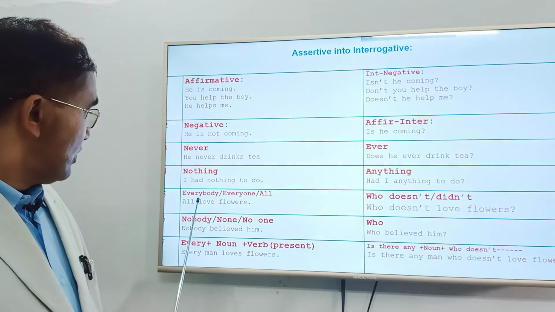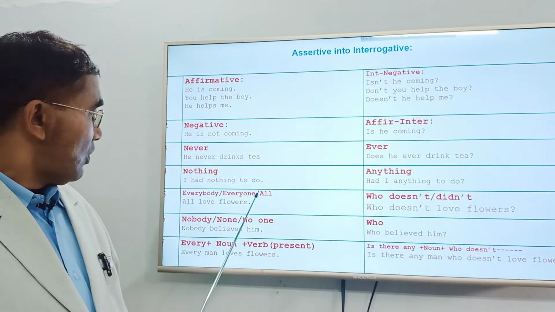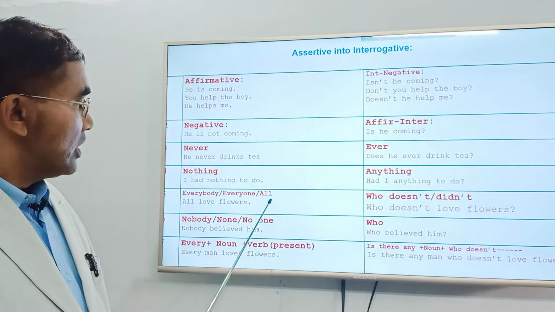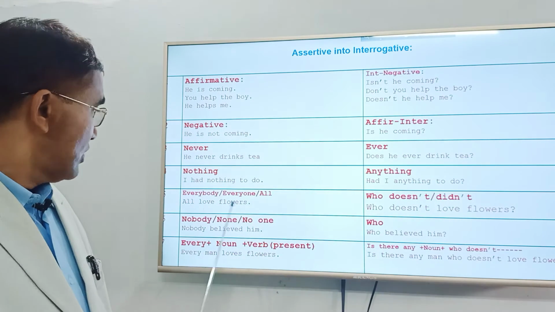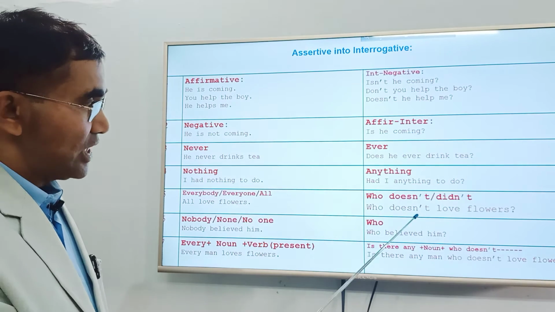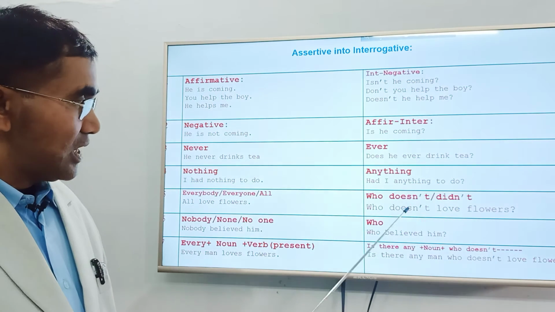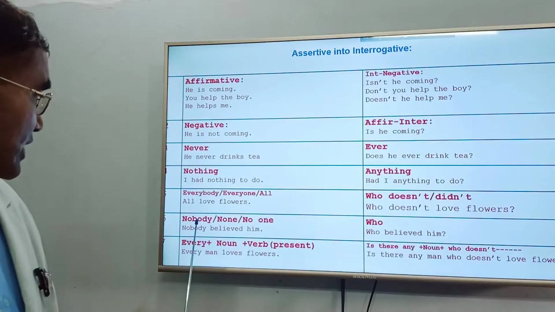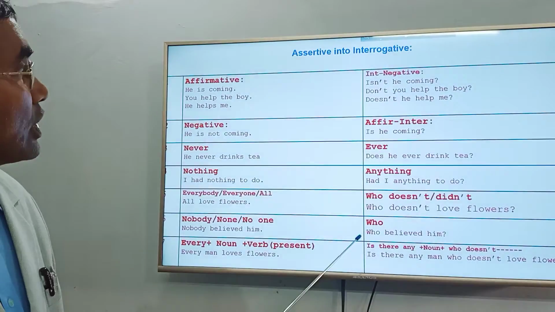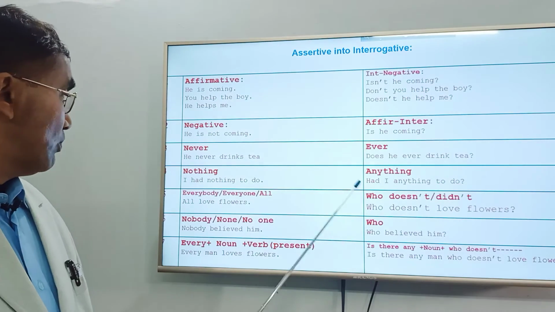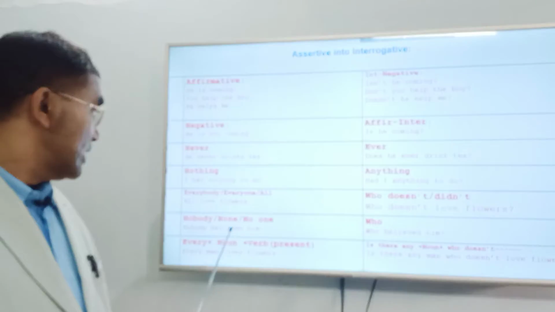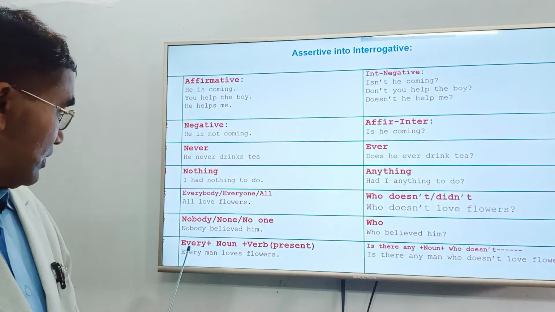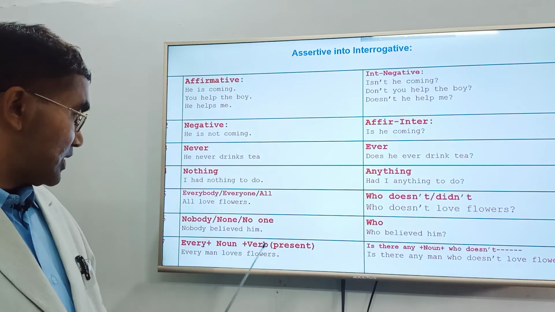Okay. Next rule: everybody, everyone, or all. If any sentence starts with everybody, everyone, all, we'll use who doesn't or didn't. All love flowers. Who doesn't love flowers? Okay, dear friends, and if you find a sentence with nobody, none, or no one, you will just use who instead of nobody, none, or no one. Nobody believed him. Who believed him?